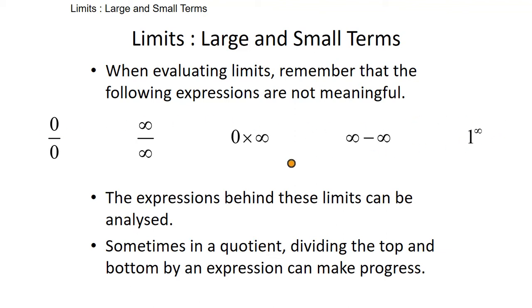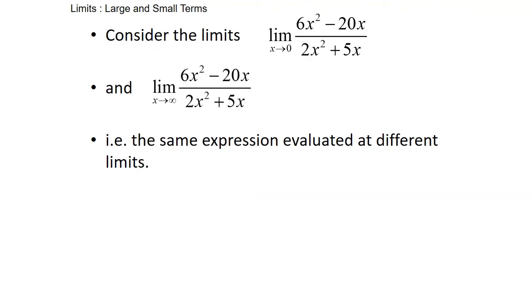When we have something involving any of those combinations, there are tools at our disposal. One possibility is to divide the top and bottom. If you have a quotient, divide the top and bottom by an expression, and then maybe you can make progress. So let's imagine two limits here.